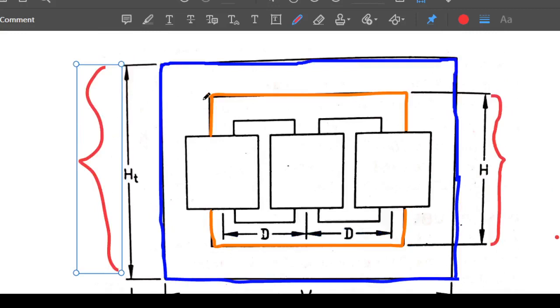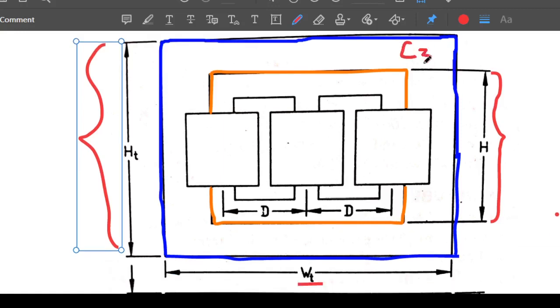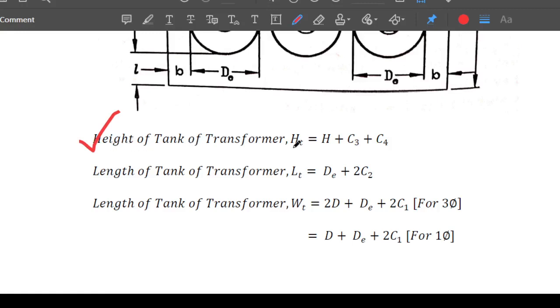Okay. So what is the height of the tank? The height of the tank will be equal to this H plus this space and this space. If I take this clearance as C3, some value, the clearance between the top of the transformer and the top of the transformer tank. And similarly, there is this clearance between the bottom of the transformer and the bottom of the transformer tank, C4. So what is HT equal to? HT is equal to H plus C3 plus C4. You can see the height of the tank of the transformer HT is equal to H plus C3 plus C4.